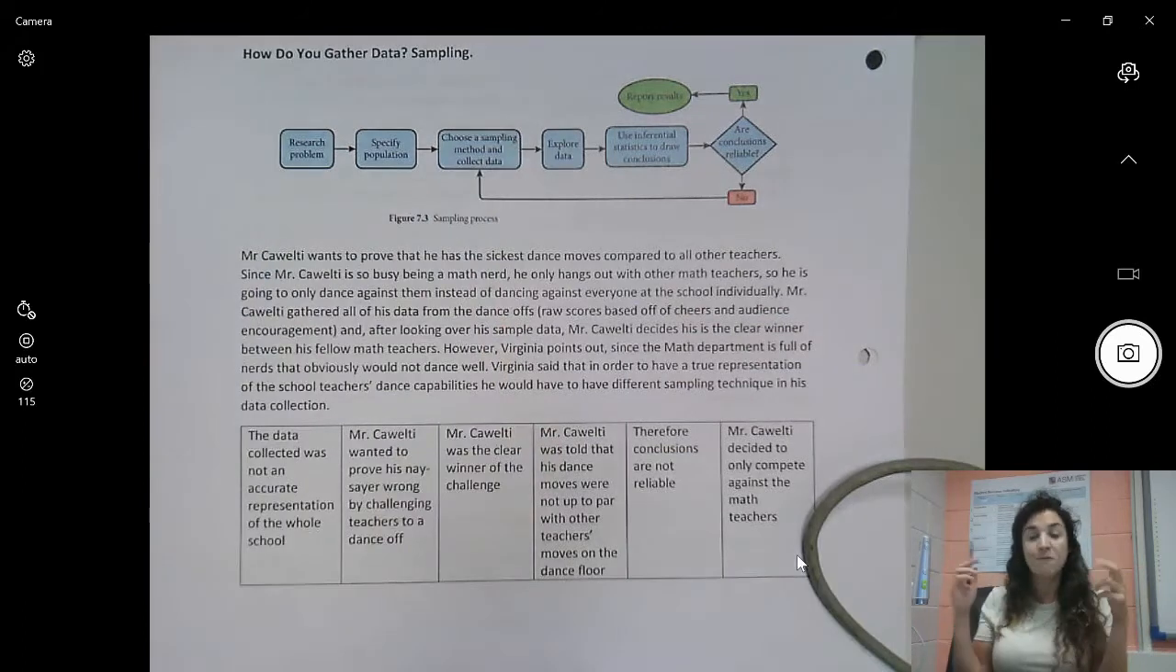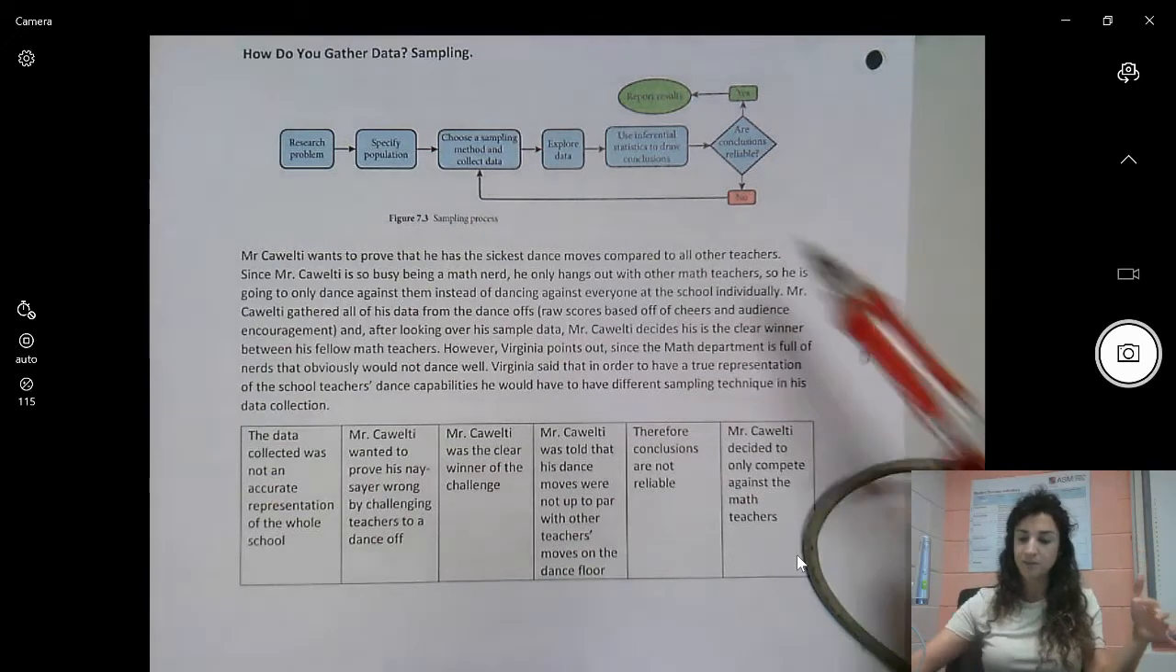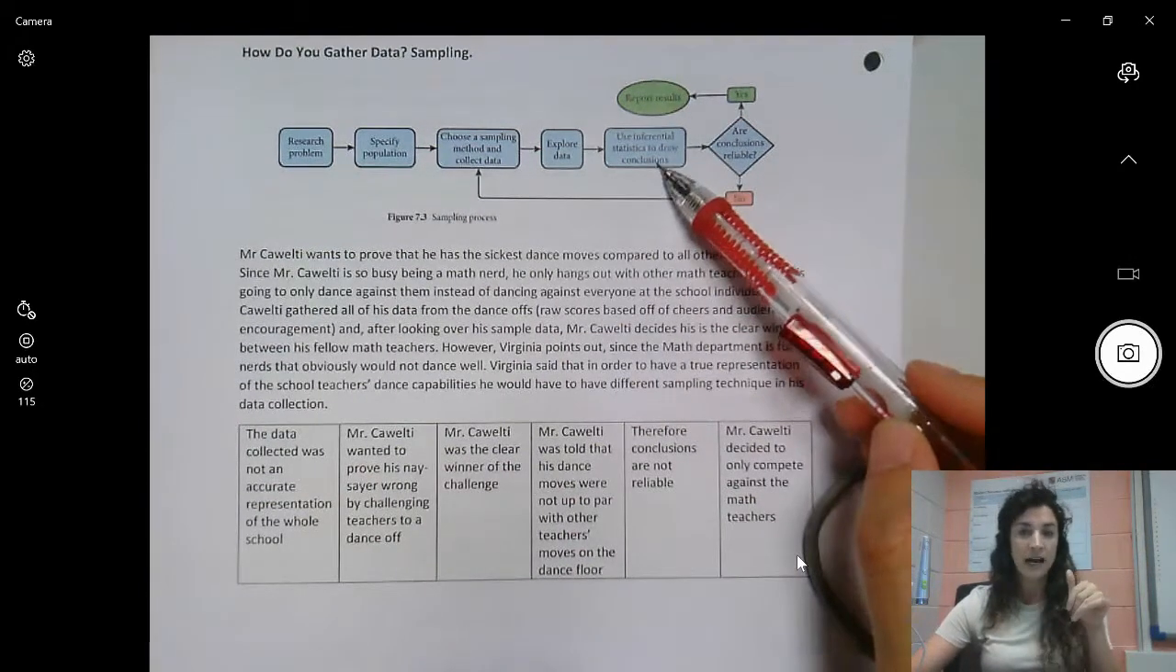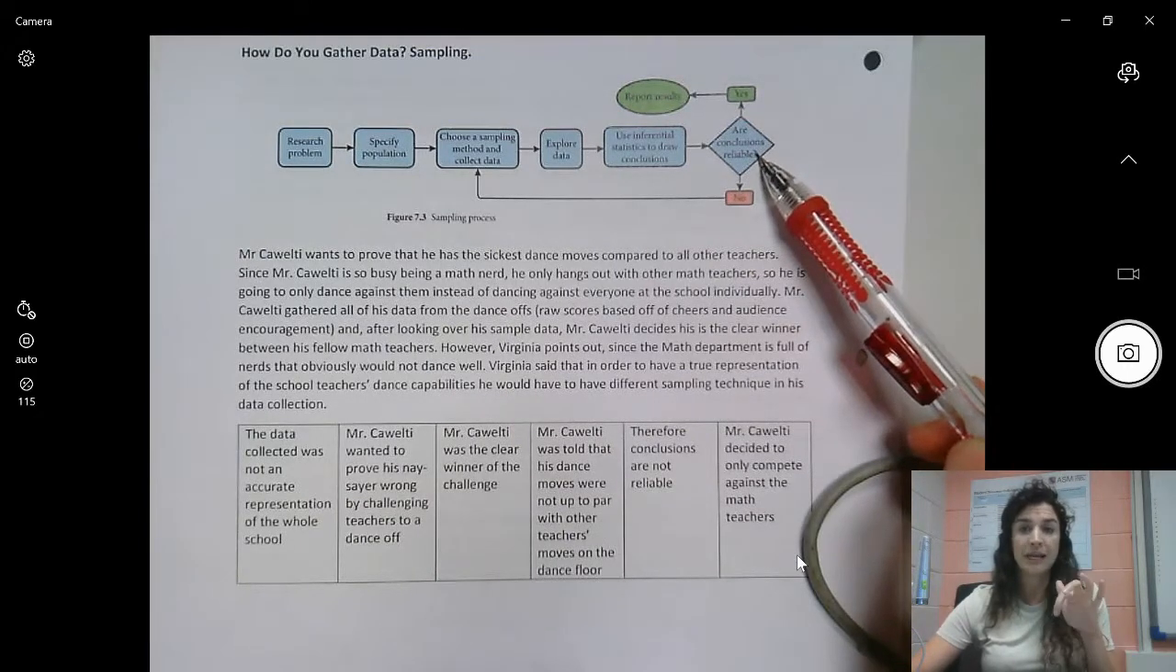And that's the next piece, to make inferential statistics to draw conclusions. So you have a sample that you picked, you did some sort of experiment or gathered some sort of data on those specific samples, and then you use that sample to make an inference about the rest of the population. Once you do that, you then say, are these conditions or conclusions reliable?